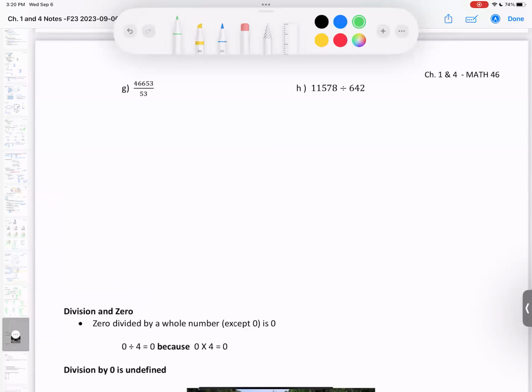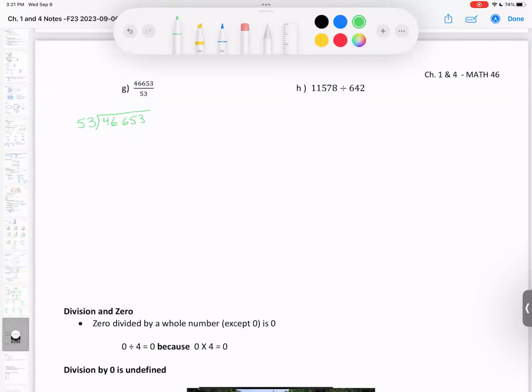Right, let's finish up long division with a couple more problems, and then we'll talk a bit about division by zero and some word problems. Okay, so we have 46,653, and we're dividing by 53.